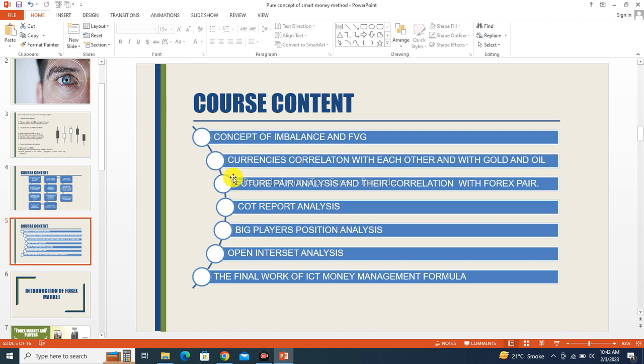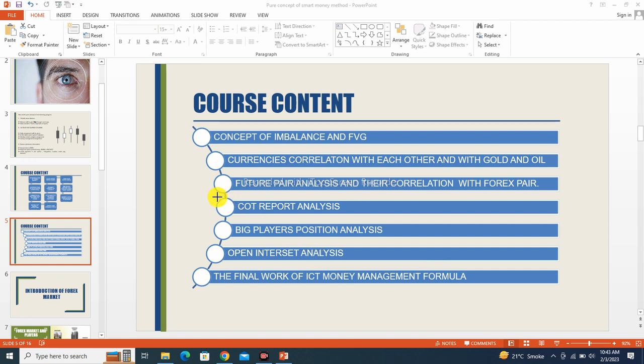And the next topic is futures pair analysis and their currency correlation and their correlation with forex pairs. Most of the traders, I know most of the technical traders, ignore these topics. I don't know why they ignore these topics. So futures pair analysis is very important.